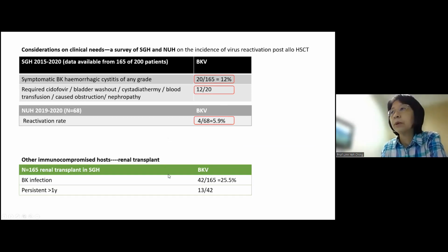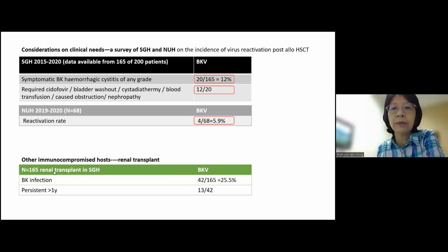BKV is also a problem for renal transplant patients. This is information from renal transplant colleagues, where about 1/4 of patients get BKV reactivation, and 1/3 of them can be persistent, and a handful of them will develop proven BK nephropathy in the renal graft.